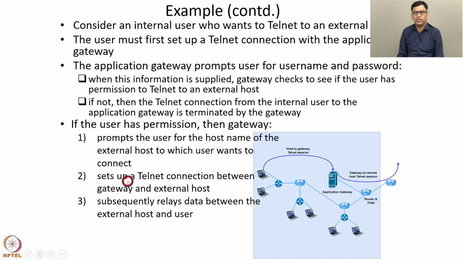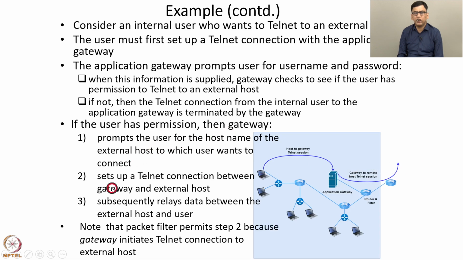Subsequently, the application gateway relays packets between the external host and the user. So if the external user to which the telnet connection is established is somewhere here, and the other end of the telnet connection is this one, then packets are exchanged between this user and the external user, and these packets are relayed by the application gateway. So the application gateway acts as a relay and forwards packets from this user to the user outside the network and vice versa.